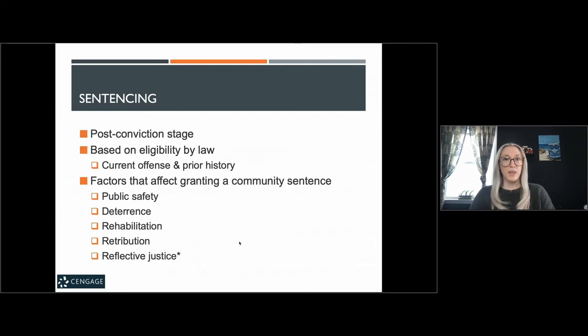So being given a community sentence is based on whether the offender is eligible by law, which is based on their current offense that they're charged with, as well as their prior history. So they must take into account public safety in giving a community sentence, the ability to deter the offender from committing future crimes. Can we rehabilitate the offender? As well as looking at retribution and even reflective justice.